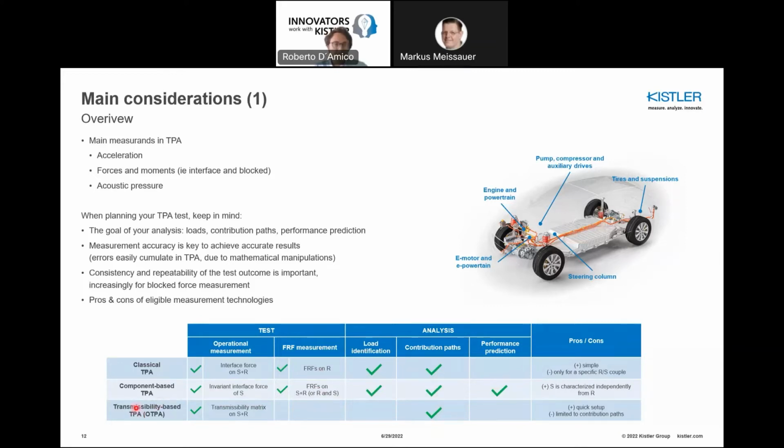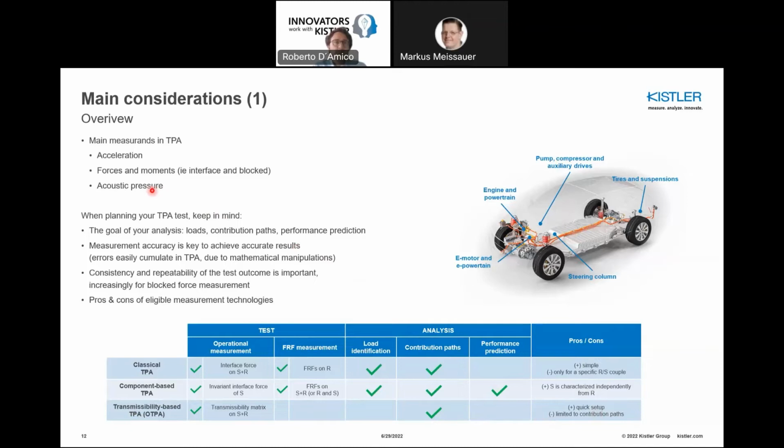Third, we have transmissibility-based TPA, which tries to estimate the transmissibility information from a certain location to the receiver. Of course, it is extremely quick because you don't have to disassemble your vehicle, for example, or your assembly. And it's, of course, limited, giving you information limited to the contribution path.